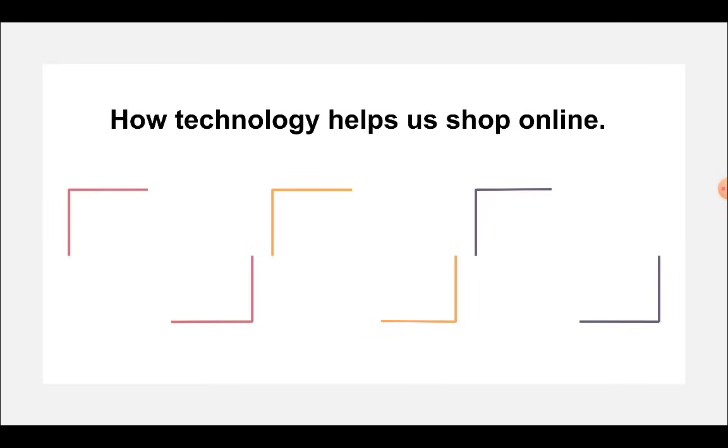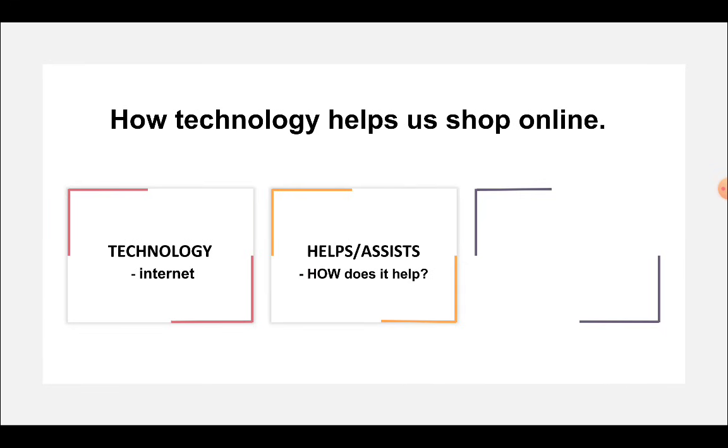Let's look at the question given. How technology helps us shop online. The main subject in this question is technology, and the task that you have to discuss is how technology helps us shop online. So there are basically 3 keywords here, namely technology, help, and online shopping.